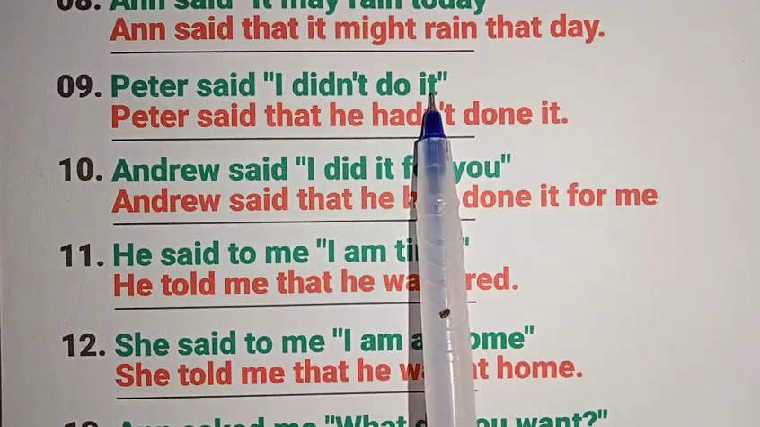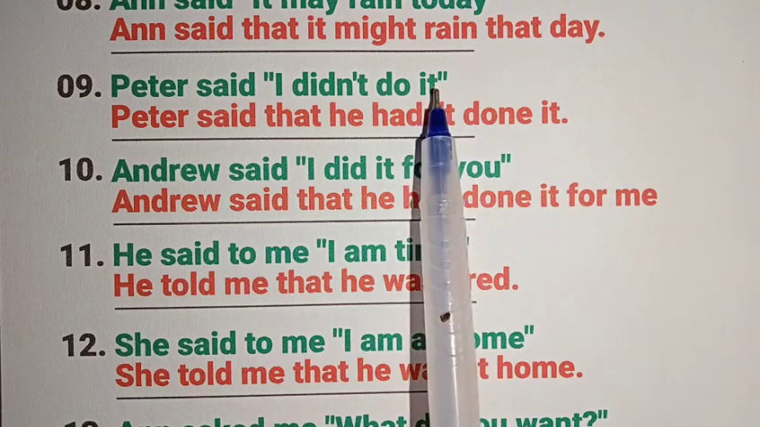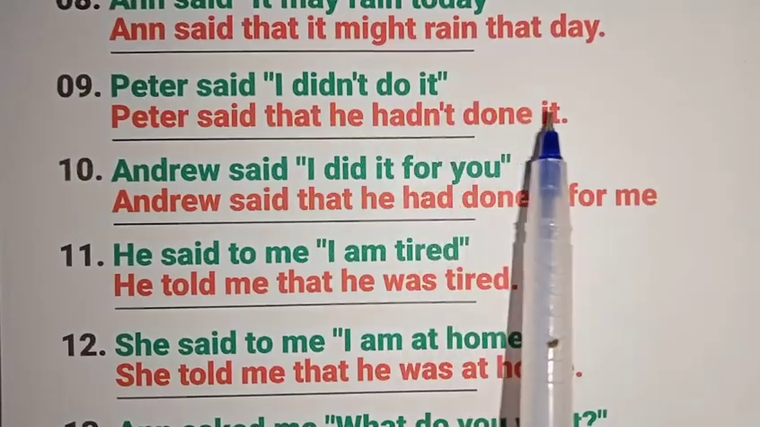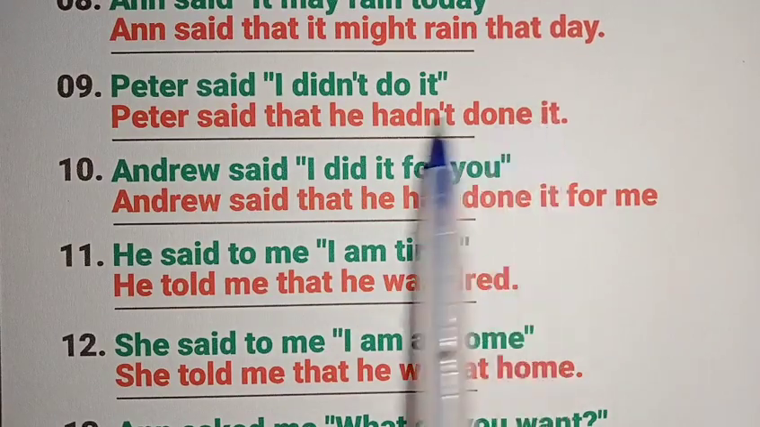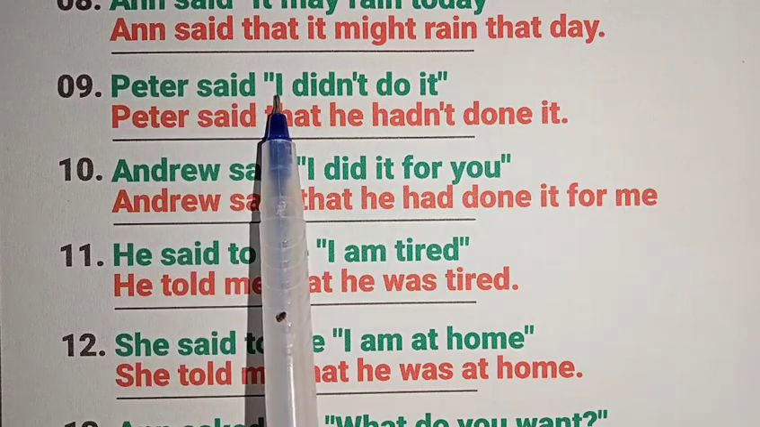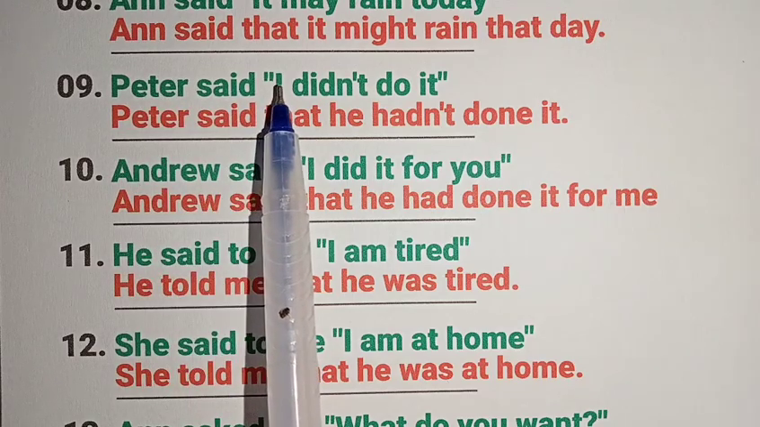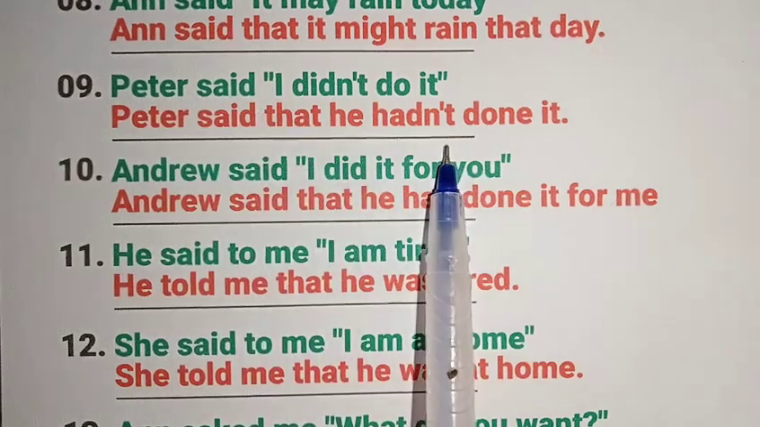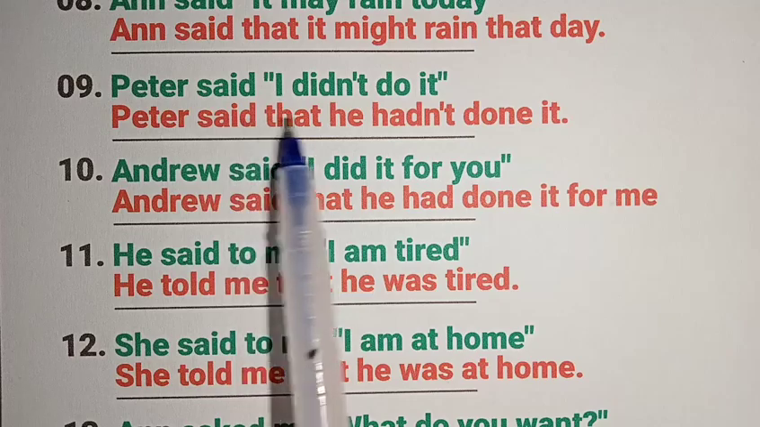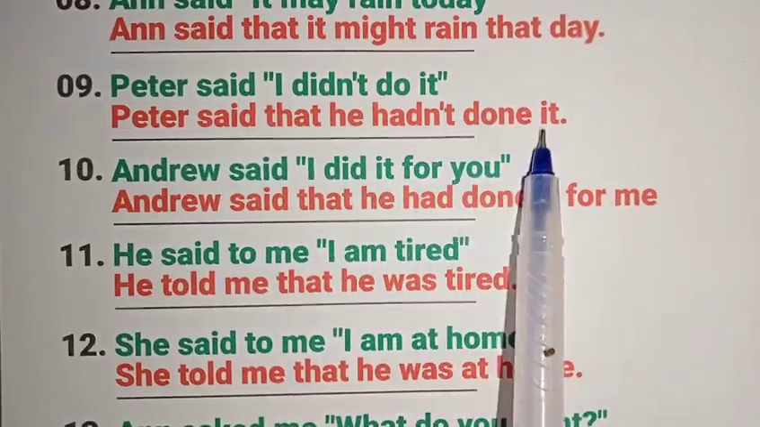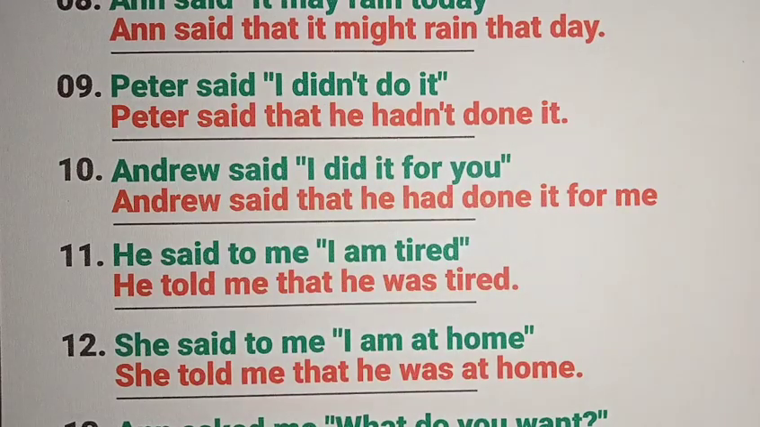This is already a third person pronoun, so we do not change the third person pronoun it, so it remains the same. But I, because Peter talks about himself, this is about him, so the pronoun I refers to Peter. So in the reported sentence, we say, Peter said that he hadn't done it.